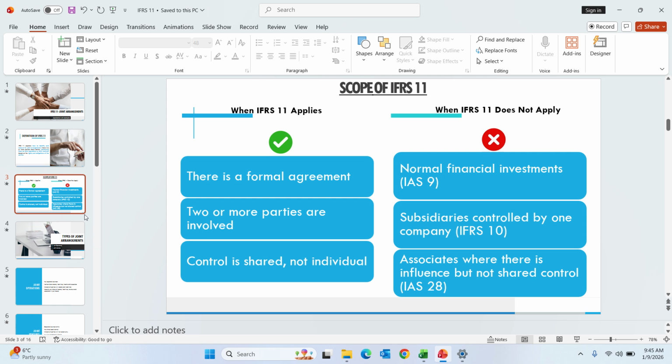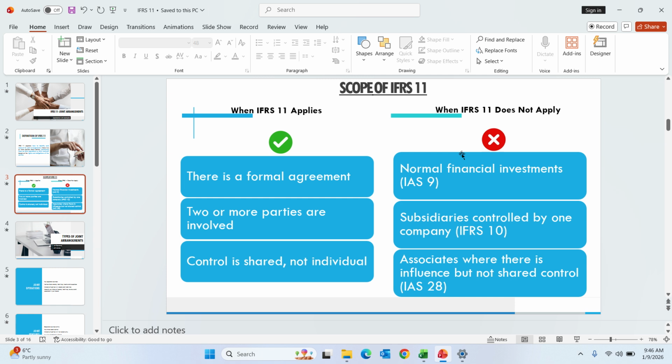Moving forward to the scope of IFRS 11. In order for IFRS 11 to apply, there must be a formal agreement between two or more parties, and most importantly, IFRS 11 applies only when joint control exists. What is joint control? Joint control means that important decisions cannot be made by one party alone. All parties must agree unanimously on major decisions. If all these conditions are met, then IFRS 11 must be used.